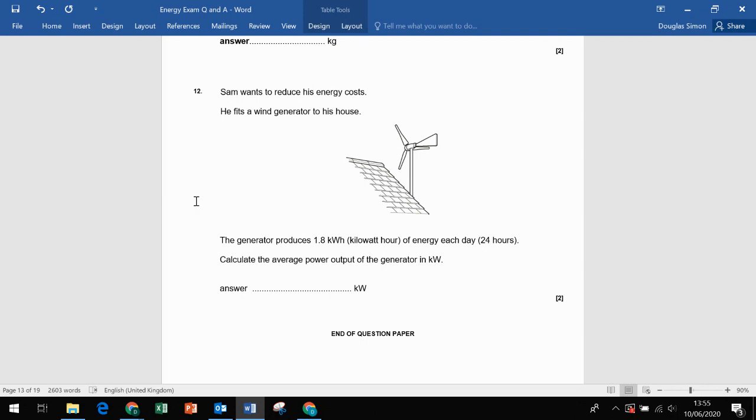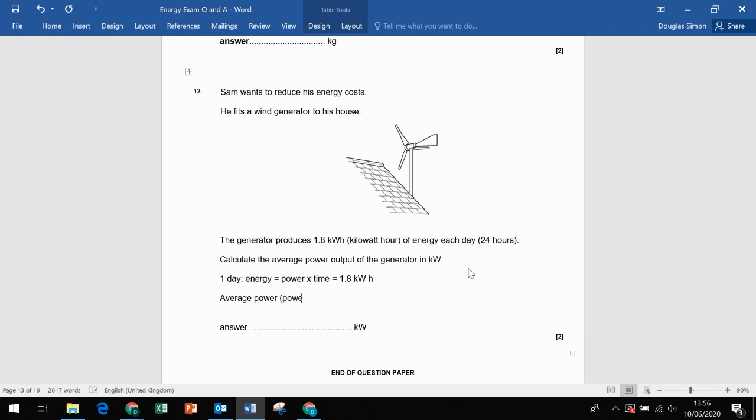So, in one day, the energy produced, which is energy is power times time, equals 1.8 kilowatt hours. What is the average power output? So the average power output means the power per hour. What's the average power per hour? So we're just simply rearranging this equation to get the average power.